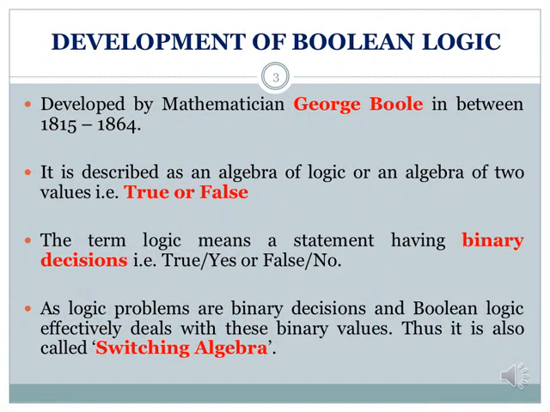Development of Boolean logic. It was developed by the mathematician George Boole, between 1815 and 1864. It is described as an algebra of logic or an algebra of two values. Basically, it is either true or false. So whenever we make any decision, we go with either true or false, like yes or no, only two options. Based on that, Boolean logic has been developed. So logic problems are binary decisions, and Boolean logic effectively deals with these binary values. Thus, it is also known as switching algebra.